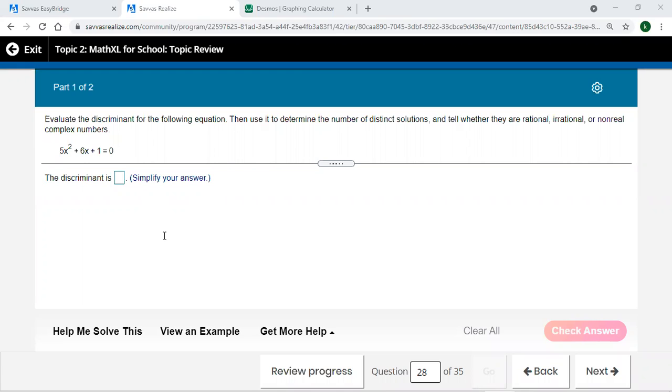We are cruising through the Algebra 2 Topic 2 review problems. Got 2 parts here to keep in mind. And our first thing it says is evaluate the discriminant.